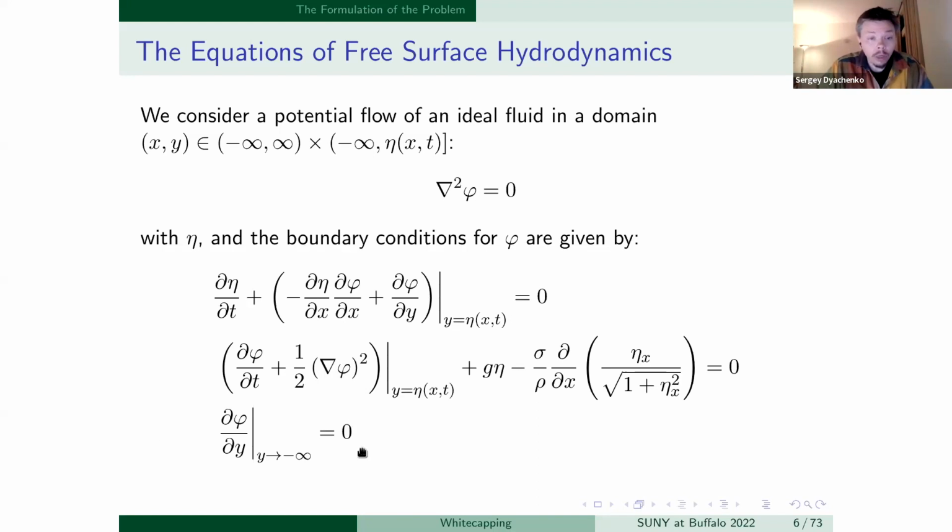And the third boundary condition that we have here, so the first two, see, they are posed at the free surface at y equals eta of x and t. And the third one is posed at the infinite bottom. That just tells us that the normal velocity at infinite bottom is equal to 0. So just saying there's no fluid flow through the bottom at infinity.